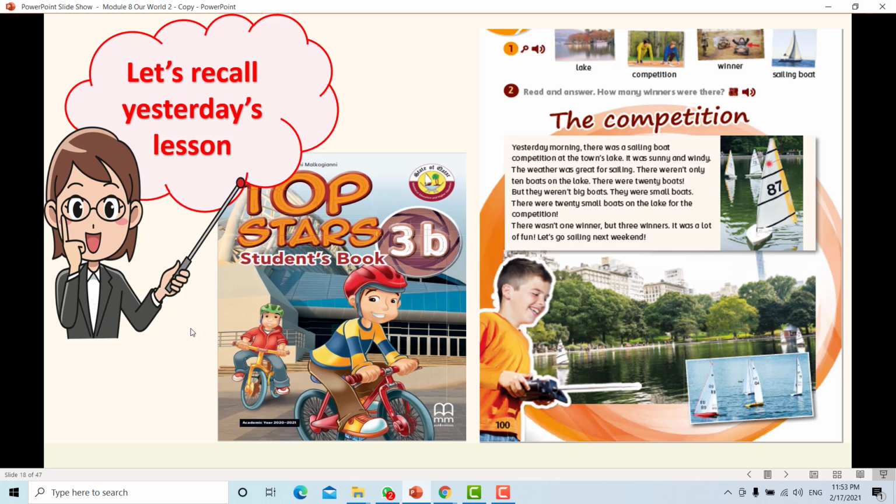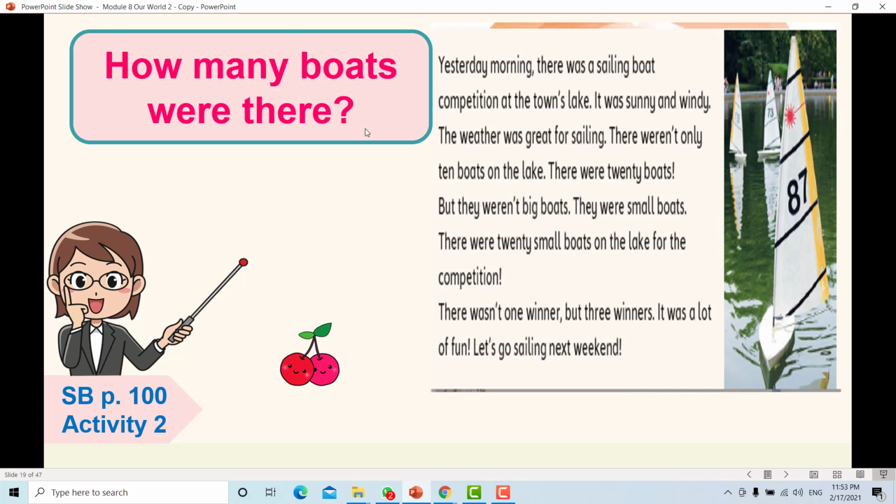Now let's recall yesterday's lesson. Open your student's book, page 100. The competition. How many boats were there? Yesterday morning, there was a sailing boat competition at the town's lake. It was sunny and windy. The weather was great for sailing.